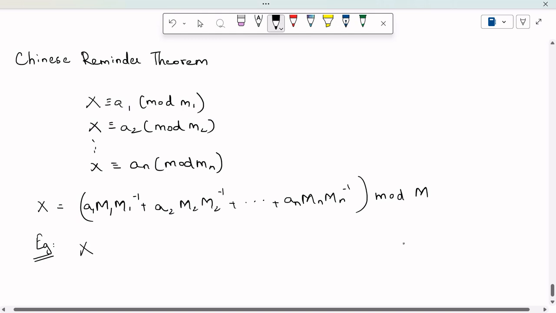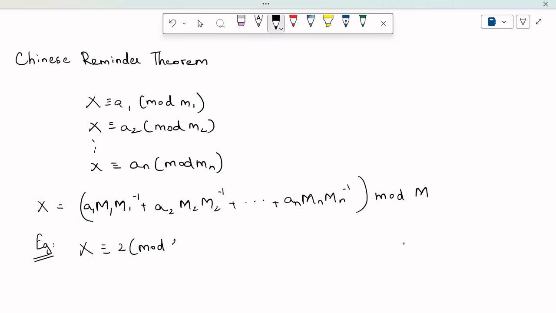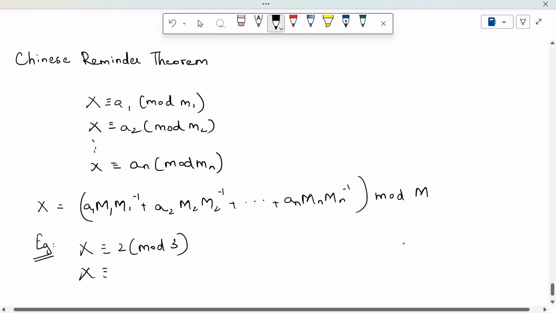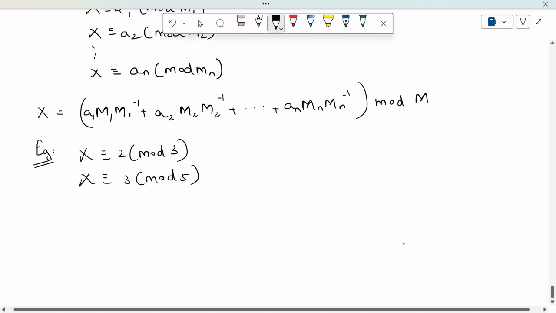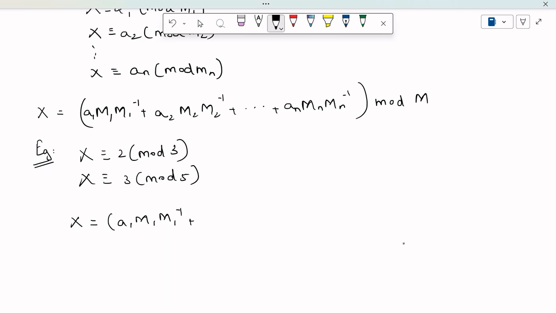We are going to consider two congruence equations. x congruent to 2 mod 3, and x congruent to 3 mod 5. So how can we calculate it? Using the equation, x is equivalent to a1 m1 m1 inverse plus a2 m2 m2 inverse mod capital M, since here we have only two congruence equations.